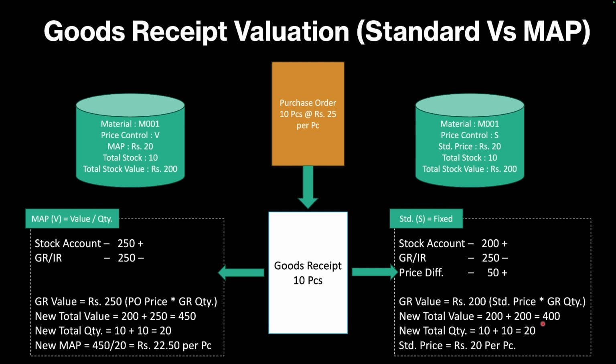System will update the total value to 400 and total quantity to 20, and the unit price will remain same. That will be shown in the material master. So through this example, you can understand how system decides how much value is to be posted to the stock account when you do goods receipt against purchase order, when your material is managed at moving average price or standard price.